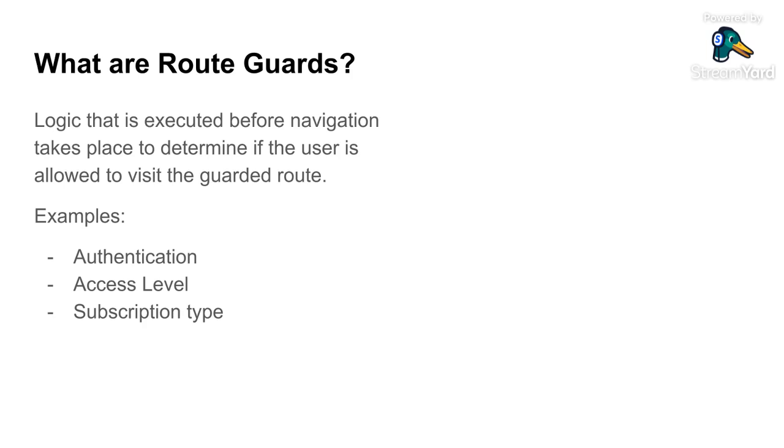So a user is only allowed to visit a page when they're actually logged in. You can have a guard that is based on access level. So even though the user is still logged in, maybe they have to have a certain level of authentication. So it could be that it has to be an admin, for example. And another common type is based on subscriptions. So a free user could have less access than someone who is a premium user, for example.